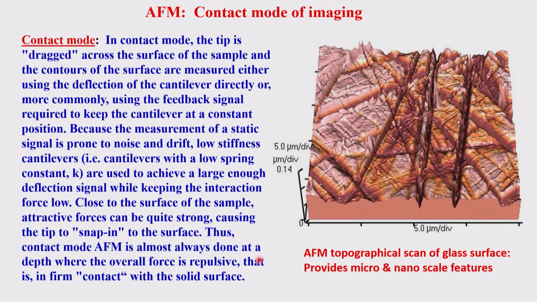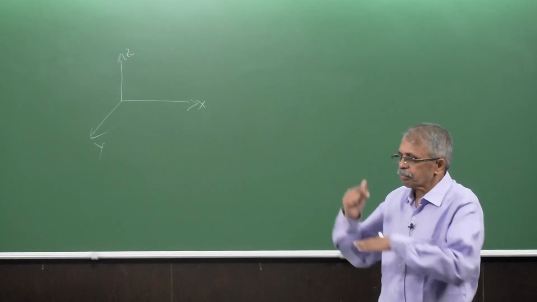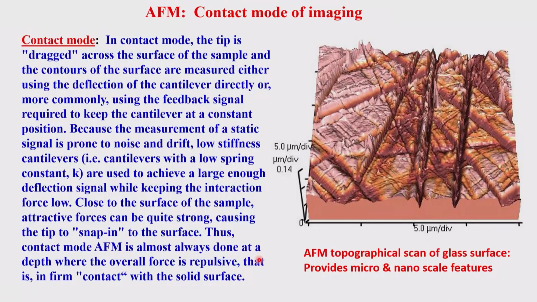If it is in the repulsive regime, it will not get attracted and will not snap in. So you use more of the repulsive range rather than the attractive range. This confirms the contact mode with the solid surface.